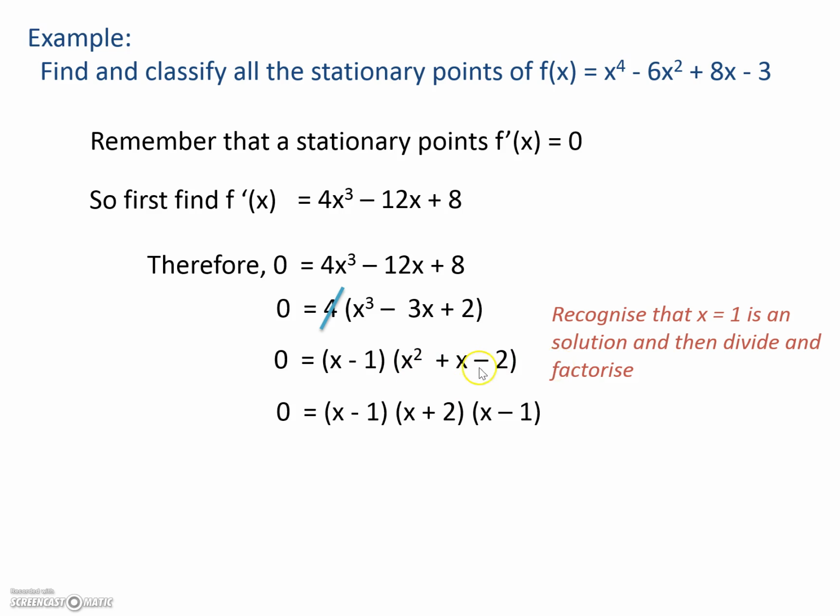Okay, factors of -2 that add up to 1 are 2 and -1. Okay, so we've got (x minus 1)(x plus 2). So our solutions are x equals 1 or x equals negative 2.